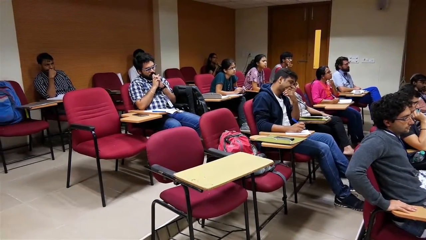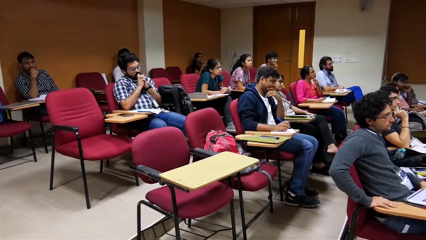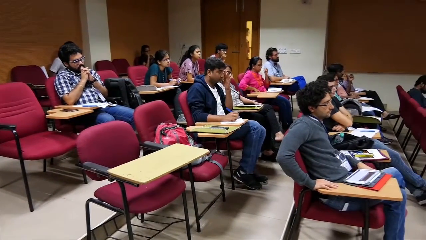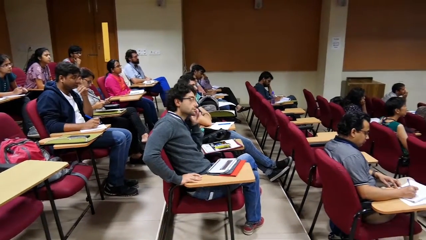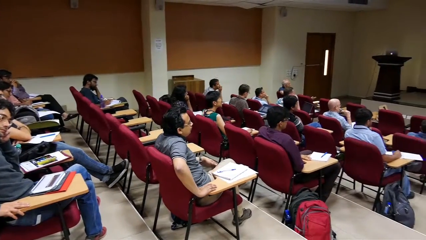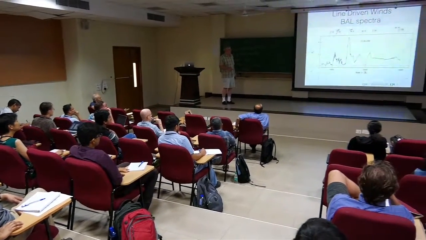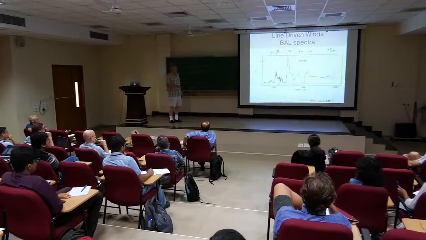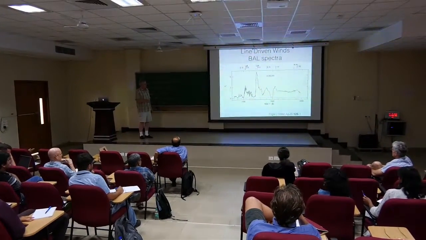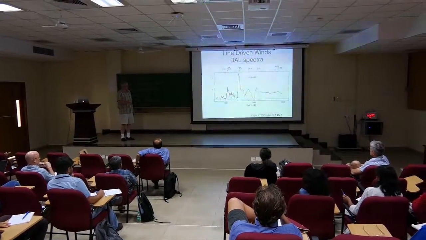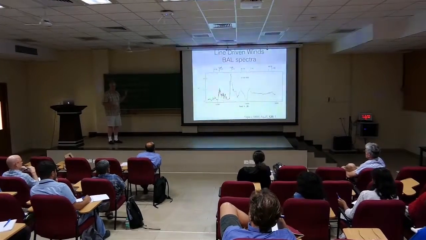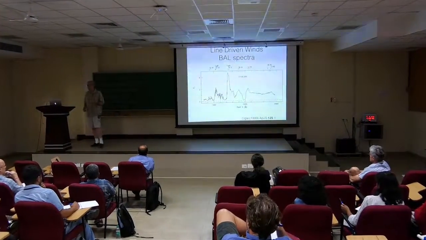I just want to point out that I was talking about O stars, but here's a spectrum from a quasar. This is from a paper by Patrick Vogel. This is 1550, that's carbon 4, so that's the carbon 4 line. That's silicon 4. There's Lyman alpha. You can see these emission lines, so there's emission on the red side, absorption on the blue side, emission on the red side, absorption on the blue side. So these are P Cygni profiles just like in the blue stars.